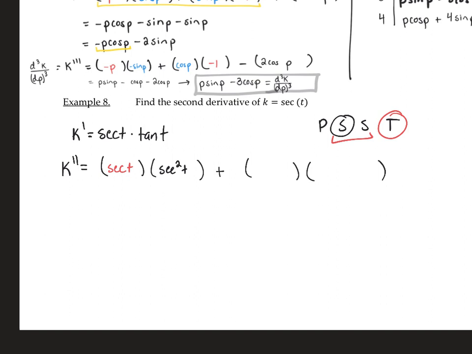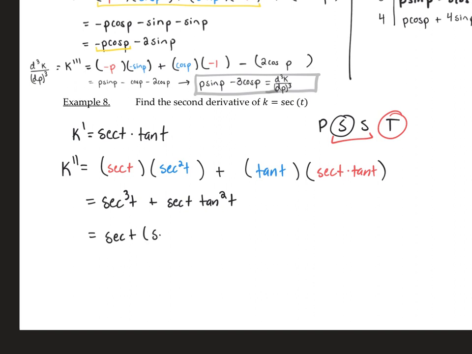plus, and I'm going to go ahead and color code that like I've been doing. Now we keep the tangent and we multiply by the derivative of secant, which is secant t tangent of t. So we end up with secant cubed of t plus secant of t tangent squared t. Or if we take a secant of t out, secant t times secant squared t plus tangent squared t.